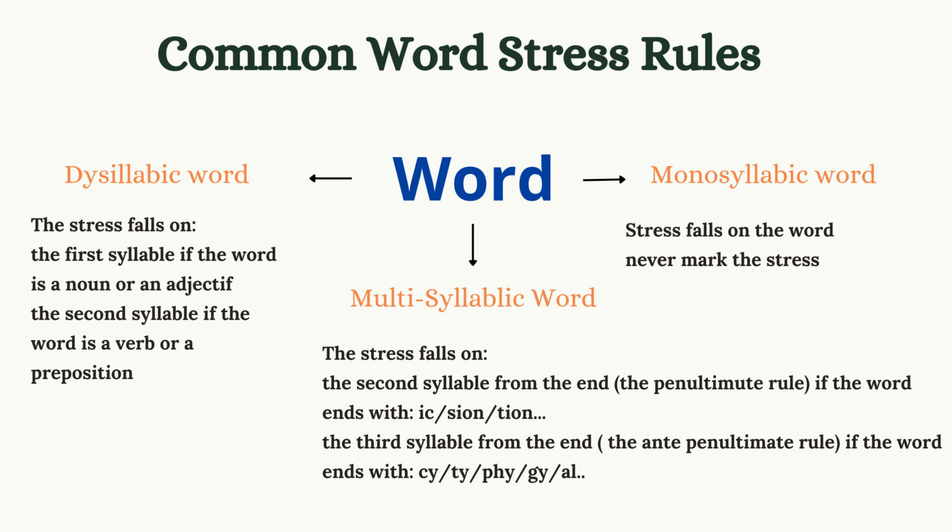Some disyllabic nouns and adjectives are stressed on the second syllable, and some verbs and prepositions are stressed on the first. The best approach is to learn the stress pattern of individual words. In multisyllabic words, 3 or more syllables, this is where your penultimate and antepenultimate rules come into play. But again, they are not absolute. The stress is placed on the second to last syllable, also called the penultimate rule, for words ending in ic, sion, or tion. For words ending in cy, ty, fy, gy, or al, the stress falls on the third to last syllable, which is called the antepenultimate rule.